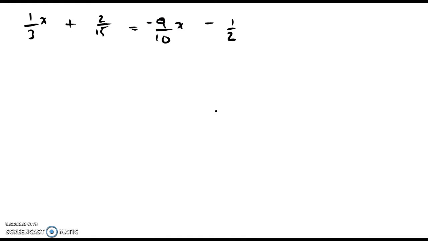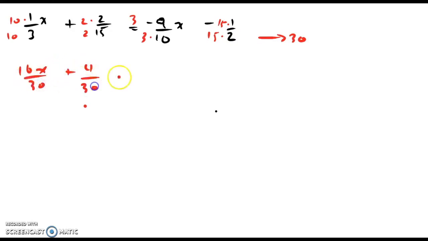Okay, so I'm going to go ahead and solve it. We want our common denominator to be 3, 15, 10, and 2. All of those can go into 30. So we're going to make our common denominator to be 30. We're going to multiply that by 10. We're going to multiply this by 2. We're going to multiply this by 3. And we're going to multiply this by 15. We wind up with 10x over 30 plus 4 over 30 is equal to negative 27x over 30.